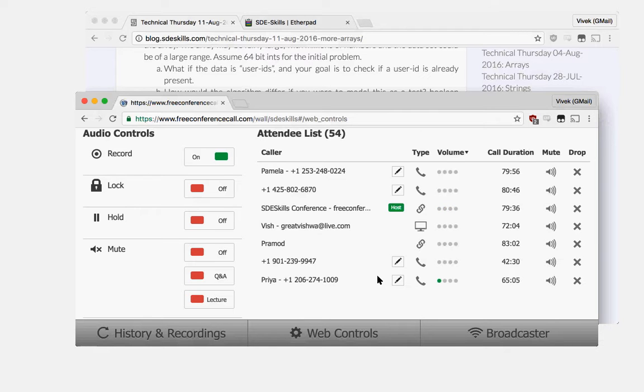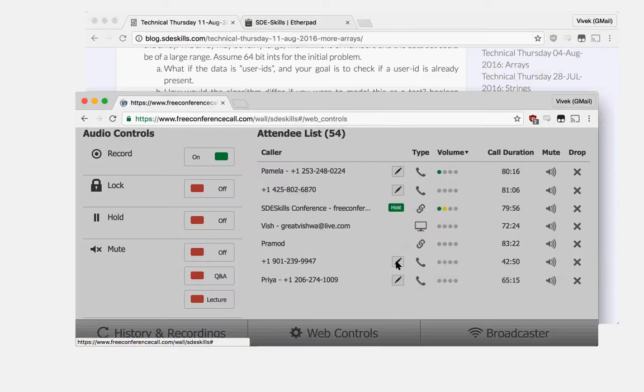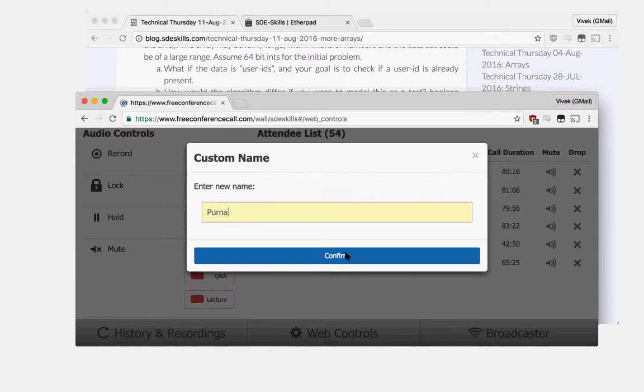Is it possible we can find the maximum number and the minimum number, and then we can find the missing minimum number? Got it. Who's speaking? This is Purna. Hi, Purna. So yes, that was an interesting twist. I think Pamela mentioned that as well.